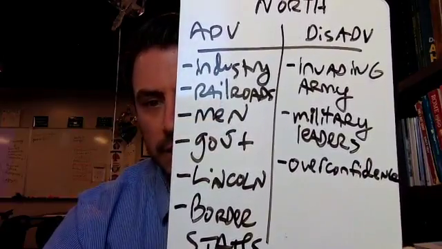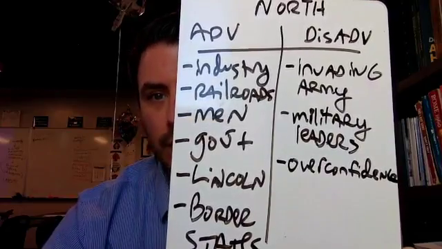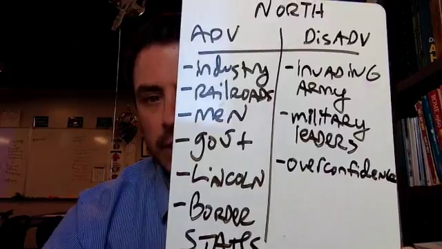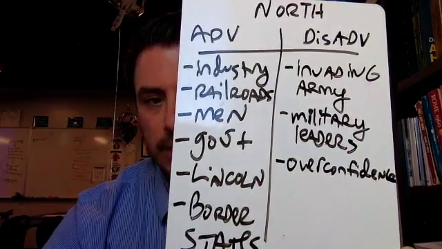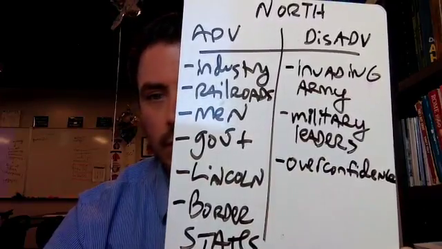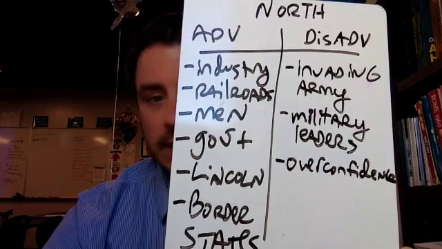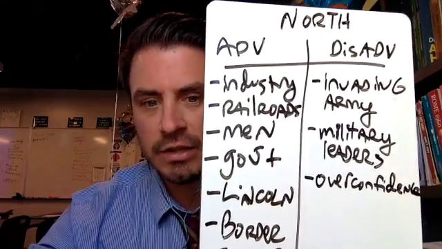Now, the advantage of the North, let's start with industry. The North was a factory-based economy, and that's crucial, going back to the market revolution. Think about how that all ties things together here. The North, being a factory-based economy, had the best abilities to produce weapons, ammunition, cannons, whatever other war-making capabilities. The North had that distinctive advantage.